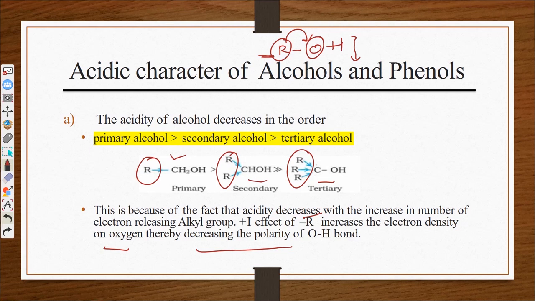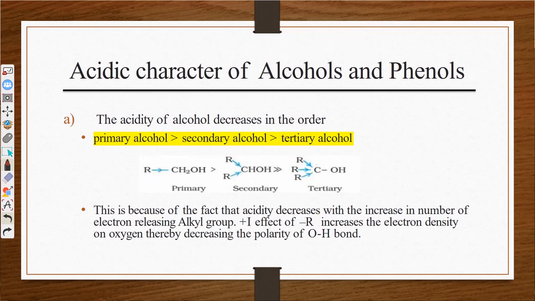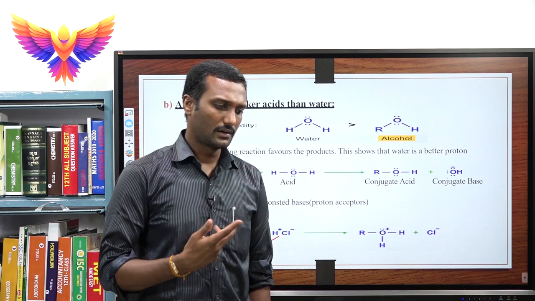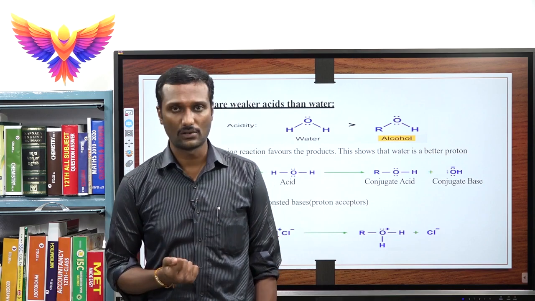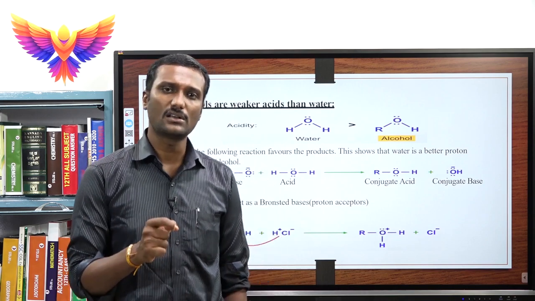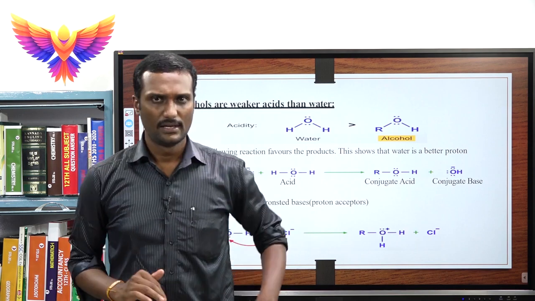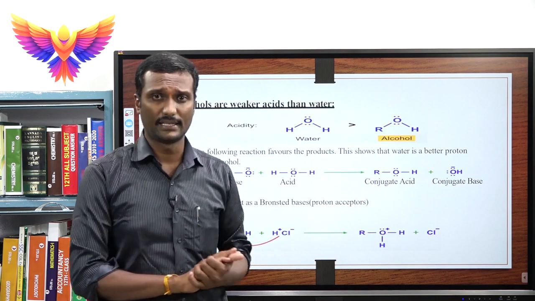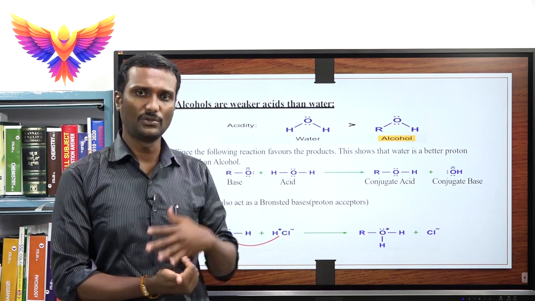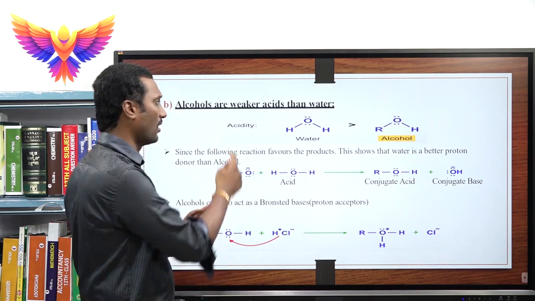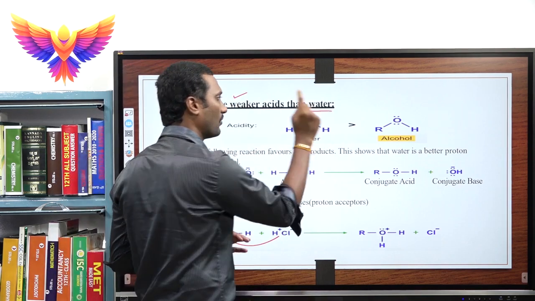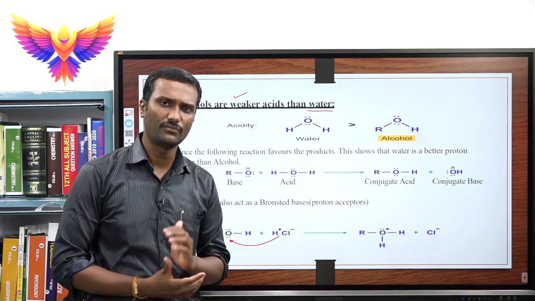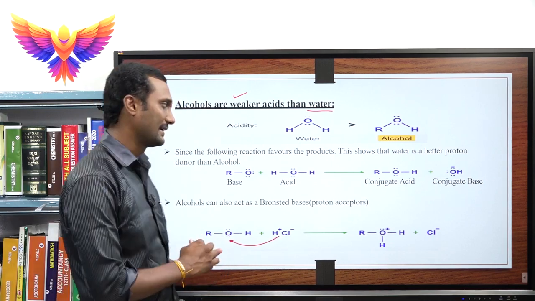We will study phenol also. In this slide we compare the acidic nature of alcohol with water. Generally everyone knows alcohol as acidic in nature, but when you study the chemistry, we come to know that alcohol is a much weaker acid than water. How, sir? How can we say that alcohol is a weaker acid than water? Yes, let us see here.